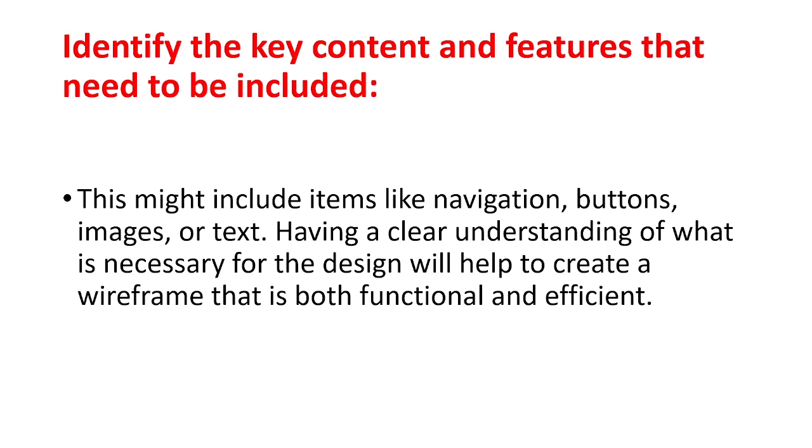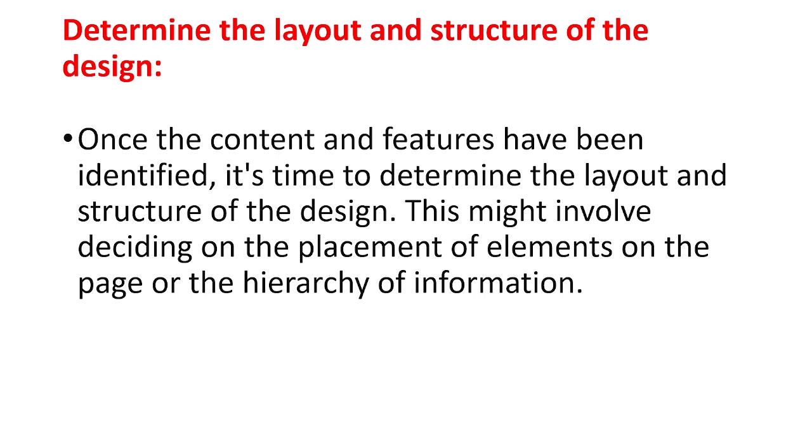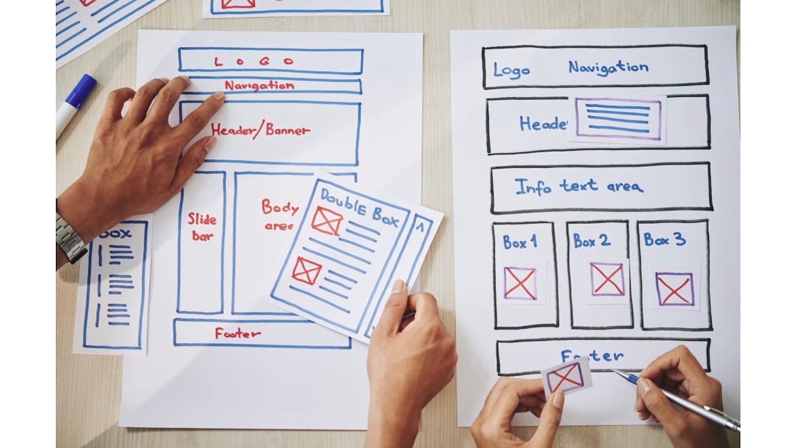Perhaps if, let's say we are creating a wireframe for YouTube, we know that for YouTube, it is a must. We must indicate the video thumbnails, okay? And then we should indicate some buttons below the video thumbnails. So you have to identify the key content features that you need to include. And after that, you have to determine the layout structure of the design. So just as we saw here, you have to determine the layout structure.